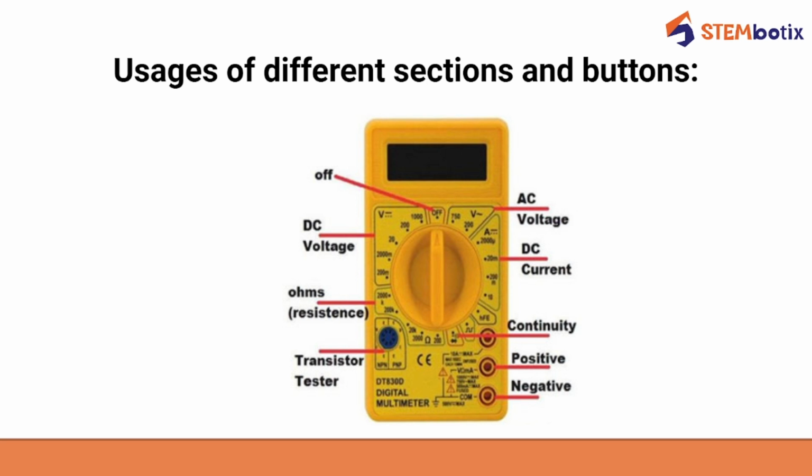Now usages of different sections and buttons, how to use each and every section and button. This section particularly is used when you want to turn off your digital multimeter. This area is for AC voltage. This area is for DC current measurement. This area is to check the continuity. This area stands for ohms, meaning to measure resistance, and this area is to measure DC voltage. Whenever you want to test your transistors, you can use this area. And this is your positive terminal and this is your negative terminal.